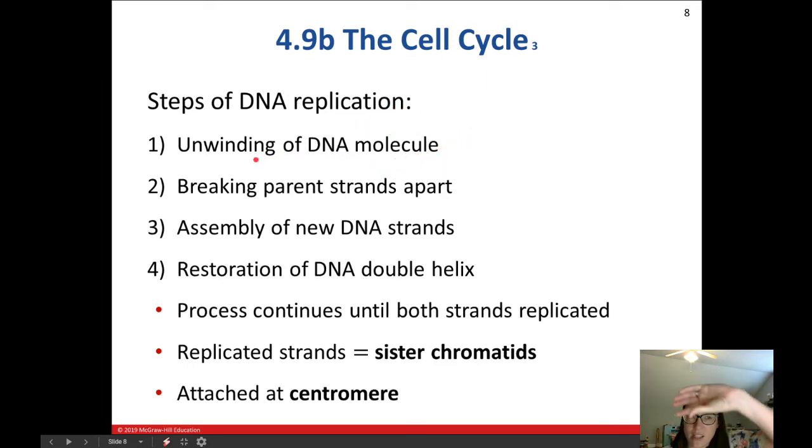So it's in a double helix, and we unwind it and break apart the parent strands. At this time, new DNA strands are then going to be assembled. So those base pairs are going to, complementary base pairing is going to happen. I'm going to talk more about this when we have the picture, it'll help. And then the DNA double helix is going to be restored.